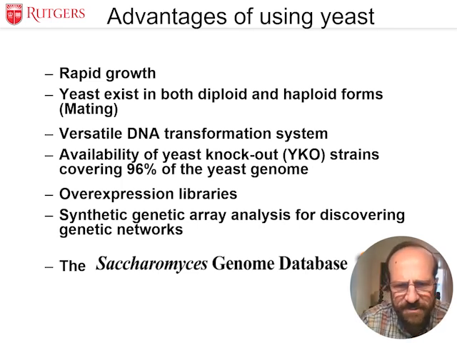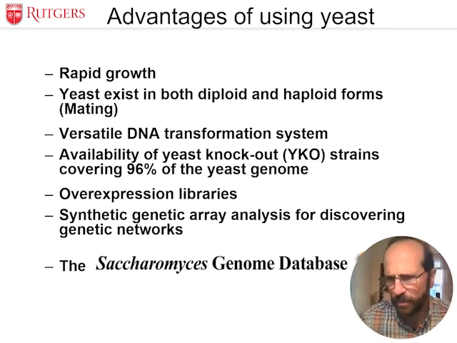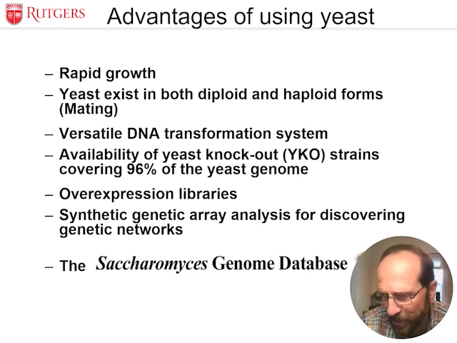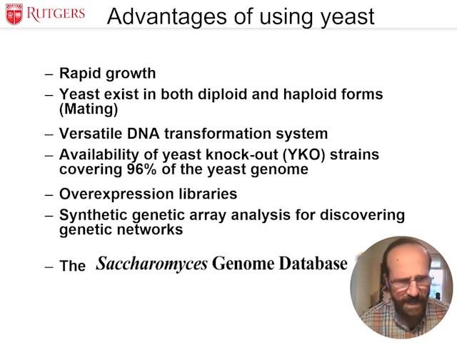So some of the advantages of yeast. Yeast have rapid growth. They exist in diploid and haploid forms that allow mating, so you can mate in plasmids and mutations. That's especially important when you're making double or triple mutants on a large scale. It has a versatile DNA transformation system. The availability of yeast knockout strains that cover a large percent of the yeast genome is a big advantage. There are also overexpression libraries. In addition, there's the essential gene library, which instead of having the gene knocked out, has a temperature sensitive version of the allele, and when you raise the temperature, that protein falls apart.